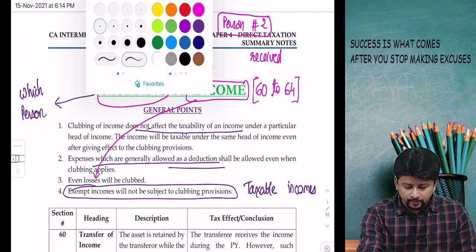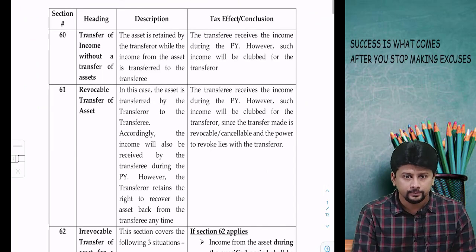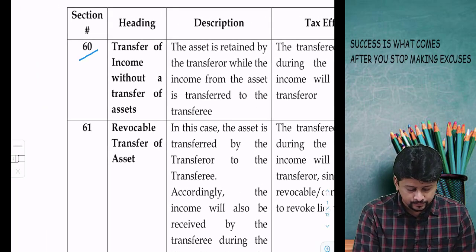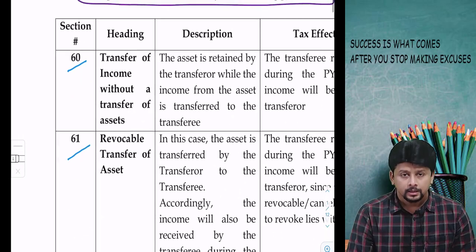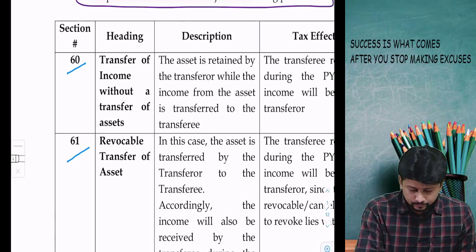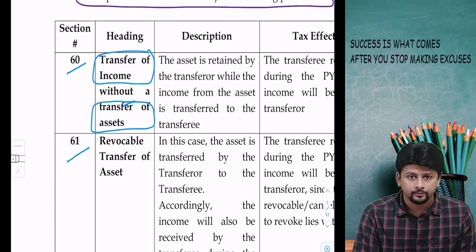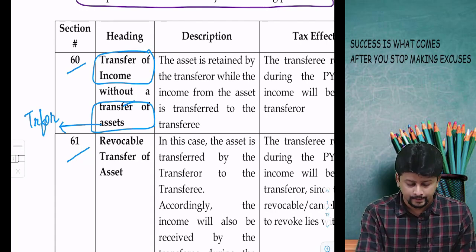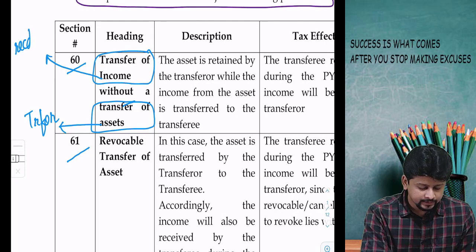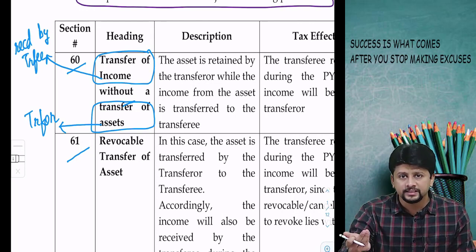Quickly going through the section of clubbing, quickly going through all the provisions. First, three sections can be studied together. Section number 60, 61 and 62. There is a simple pattern. In section 60, there is only transfer of income, but there is no transfer of asset. That means the asset remains with the transferor, but the income is received by the transferee. Of course, the transferee is receiving the income, but he or she does not have the asset.